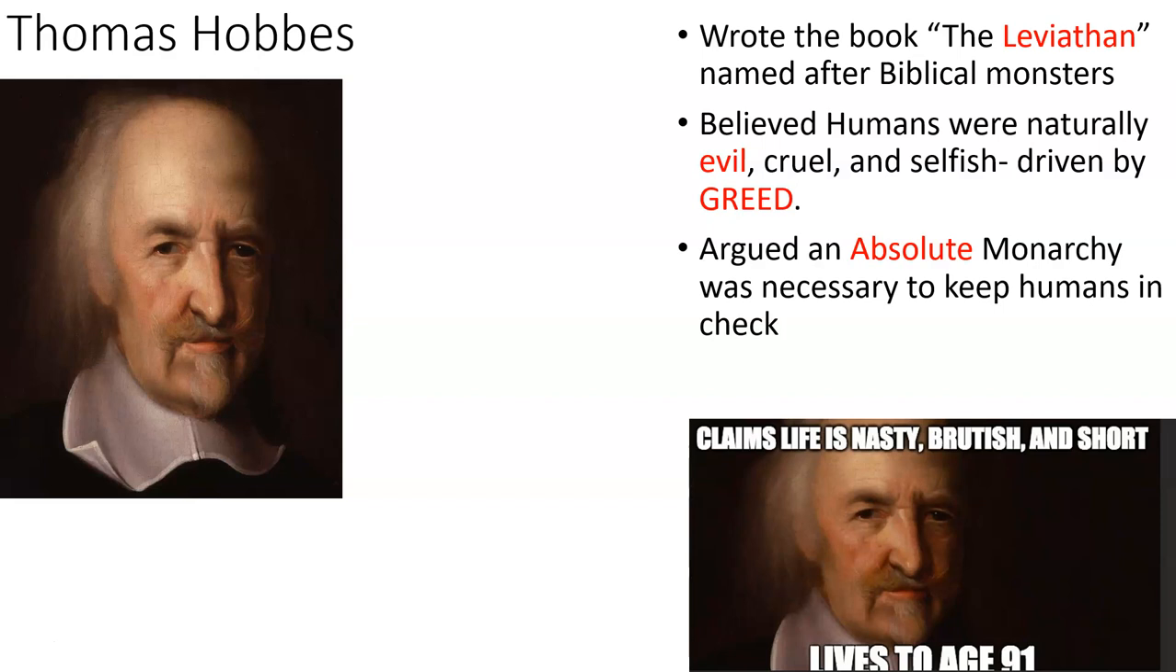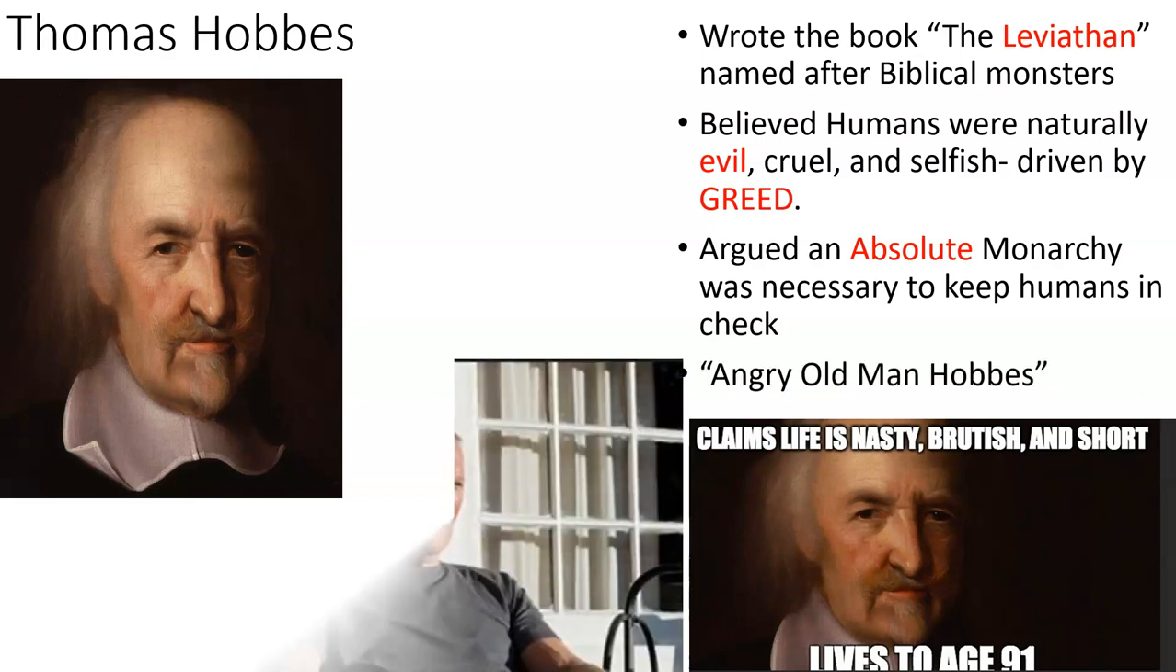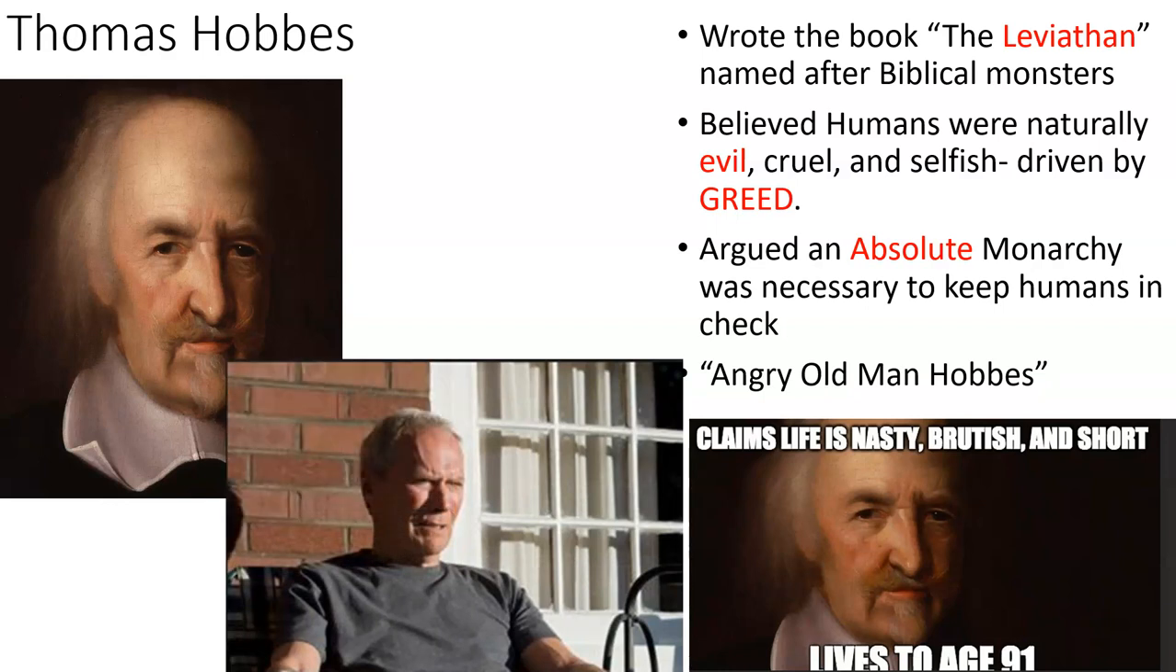His basic idea is that without a strong leader, humans will eat each other. They will destroy each other. They will war and kill and maim until there is nothing left. So absolute monarchs, you should be thanking these absolute monarchs for keeping human beings in check. So that's Thomas Hobbes. Angry man Hobbes is the way I remember him. He reminds me of that Clint Eastwood character from Gran Torino, get off my lawn, you know, that guy.